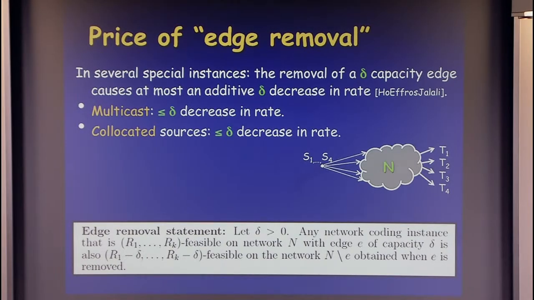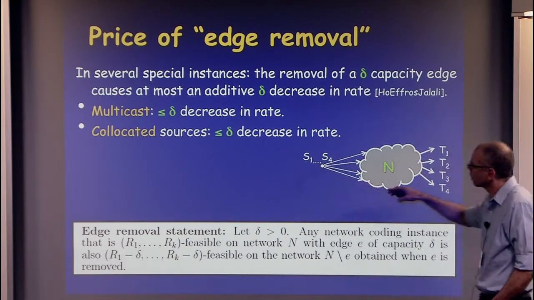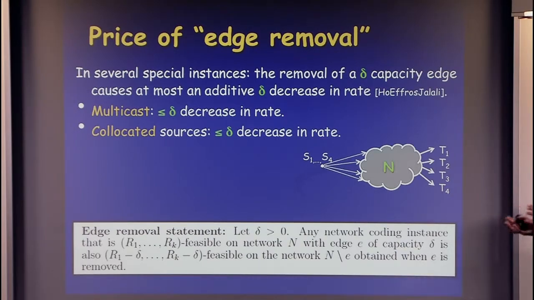Similar is the case of co-located sources. In co-located sources, again, we have one source node with all the information, but now each and every terminal may want a different subset of information. So again, in this case, what you get is that removing a delta capacity edge, you're losing just delta at most.